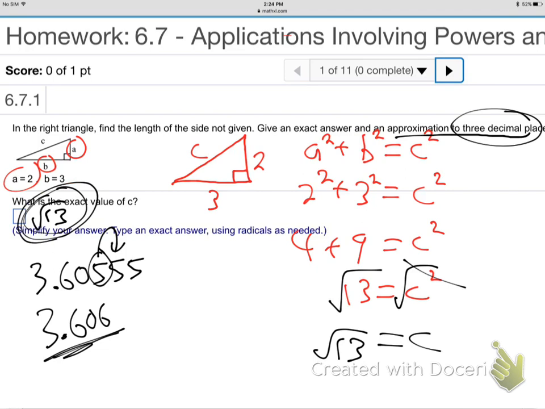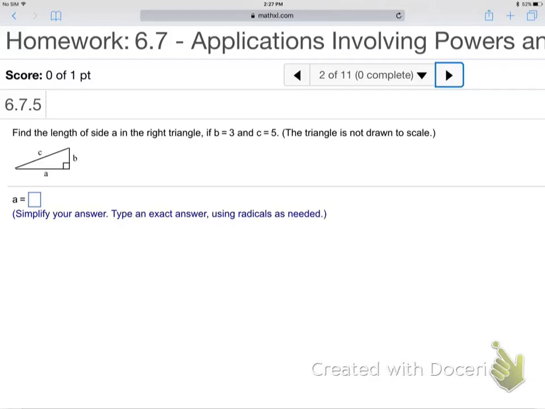Is that making sense? I'll move on. So this will be an easy section. So we got a triangle here. They're telling me B is 3, C is 5, and they want me to find A. All right, there's the right A. All right, so try that one.